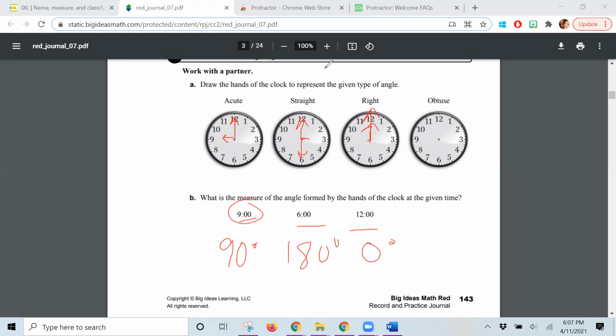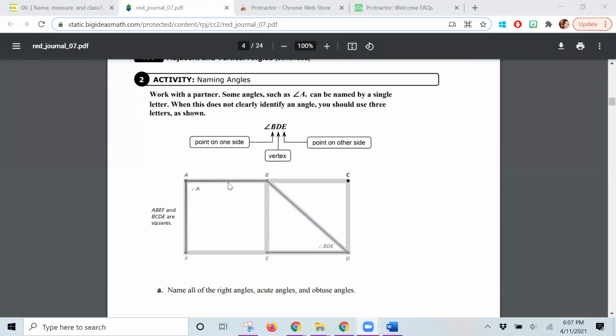So now that we've talked about classifying triangles, let's move on to naming angles. When we name angles, we're just going to go around the angle. And so for example, we've got angle, so we always have this up front. That tells us that it's an angle. BDE. And so we've got a point on one side, we've got the vertex, that corner where the lines meet up, and then we've got the point on the other side.